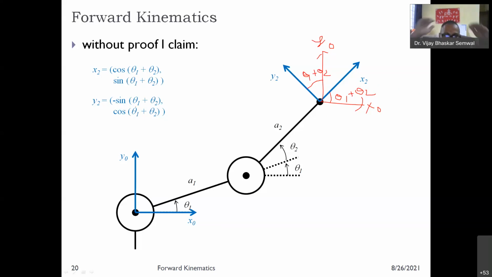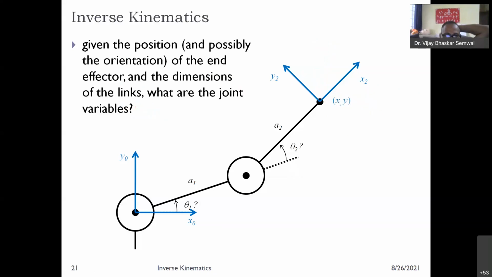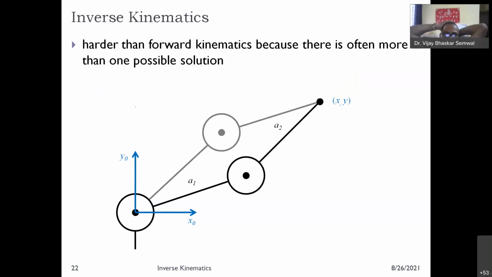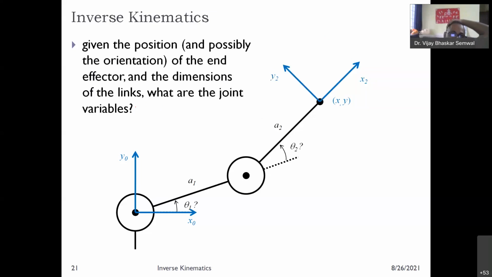Similarly, y2 is minus sin theta 1 theta 2, because there are two coordinates. So given the position, possibly the orientation of an end effector, and the dimensions of the links, what are the joint variables? The joint variables are theta 1 and theta 2. Now I'm coming to inverse kinematics. So in inverse kinematics, what is happening?